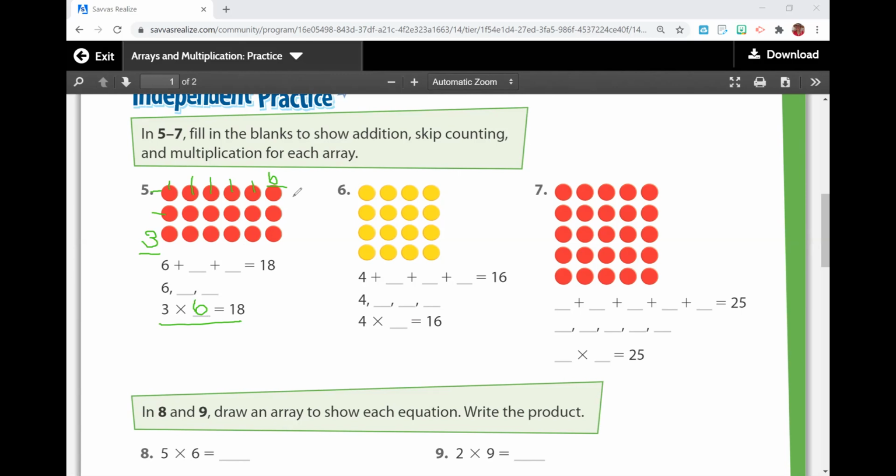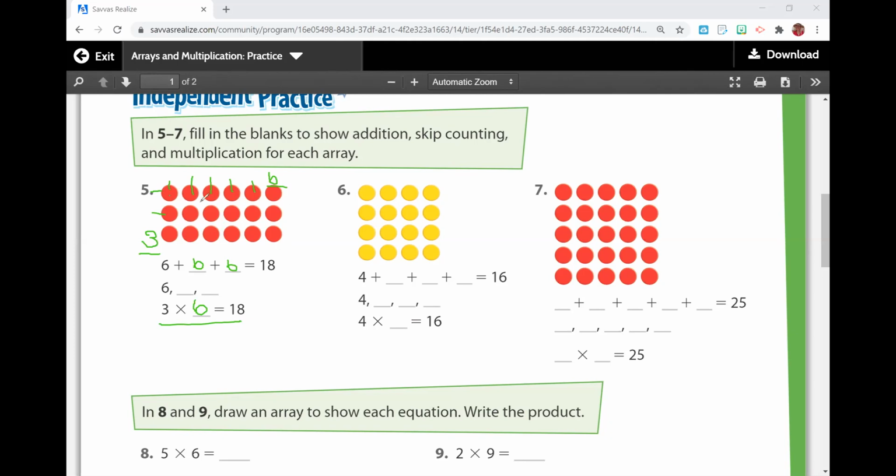Now each row has 6, so that means I'll be skip counting by 6. So that means I'm adding 6 3 times. 6 plus 6 plus 6 equals 18. You can see that when I circle each group. There are 3 groups of 6. 6 plus 6 plus 6 equals 18. Then we can skip count.